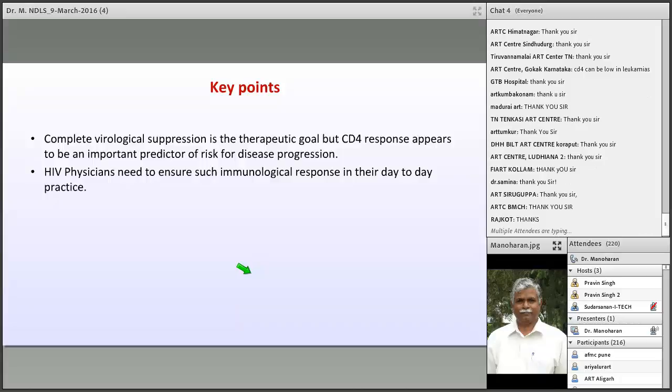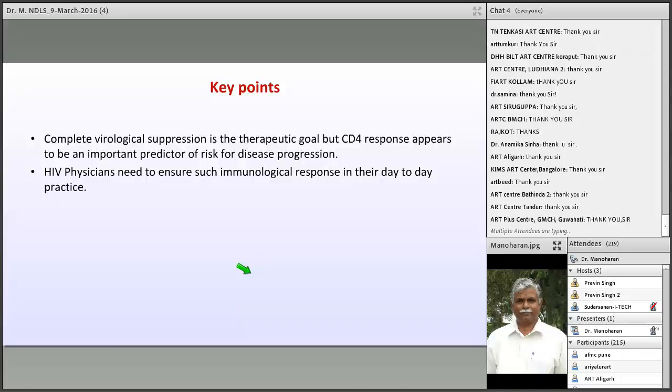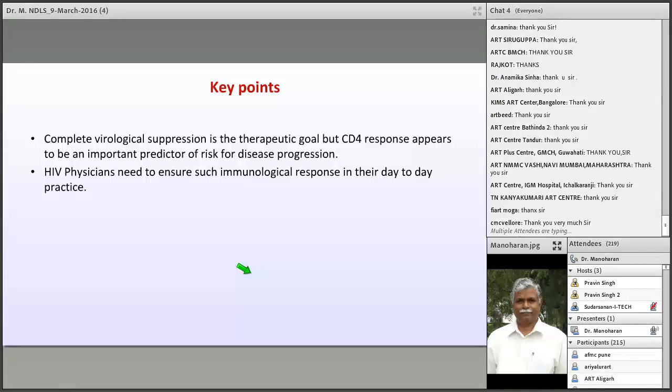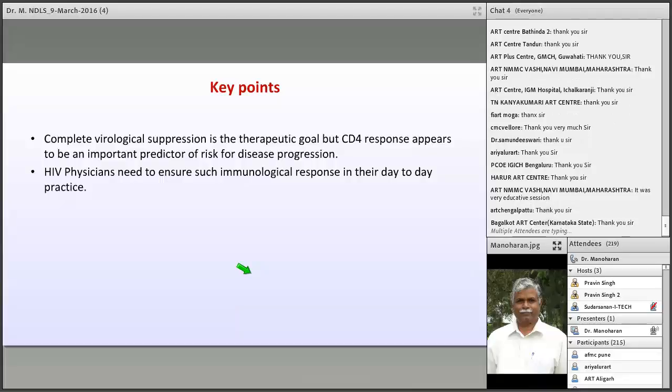There is one question: CD4 count can be low in leukemias. Yes, again it is because of bone marrow suppression, and the thymic output is very, very low. That was for Karnataka. Any other questions? Let me look into this chat box.